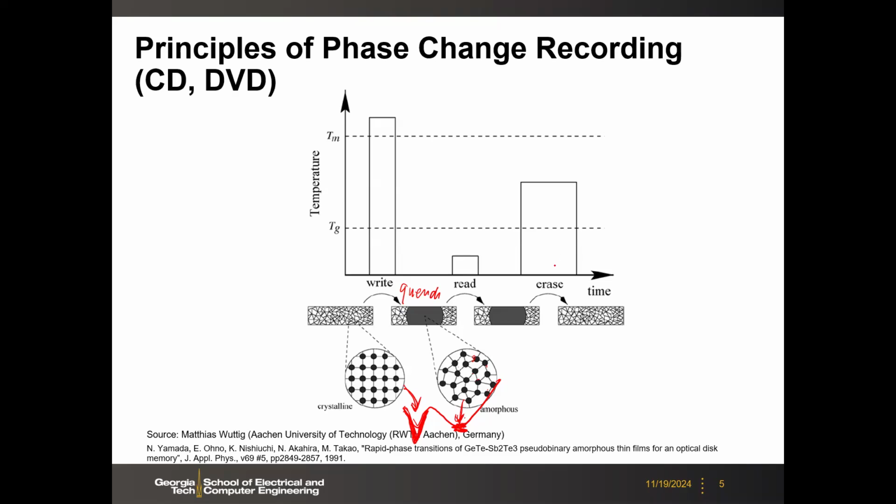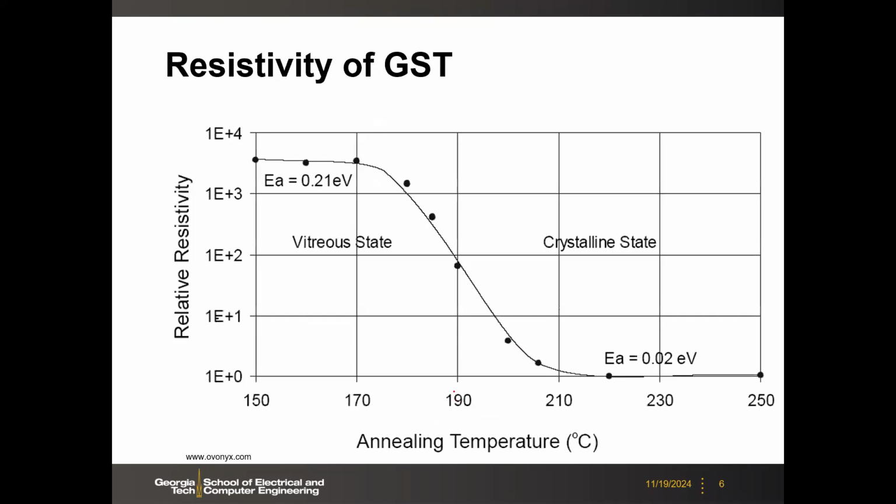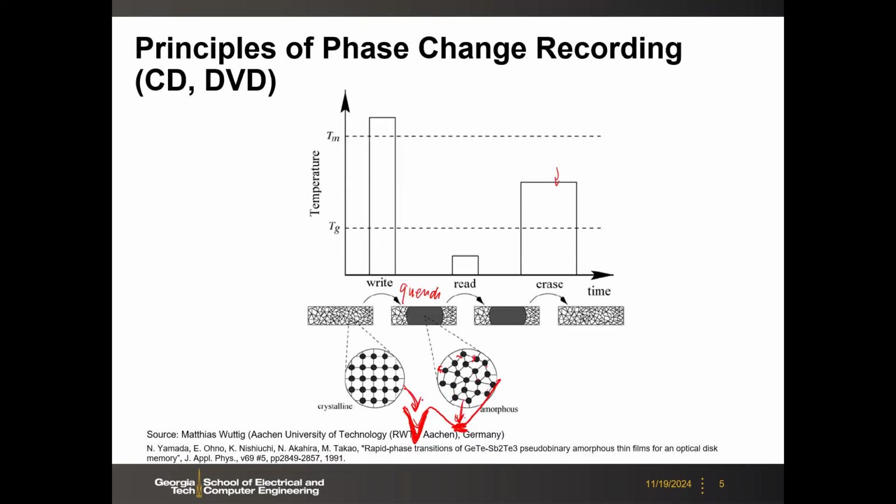So if you give this material a lower temperature profile like this one, then you can help the atoms move around a little bit. That will help them jump over this barrier and go to the crystalline phase. That is the recrystallization process. So it's basically a thermal process in this material.